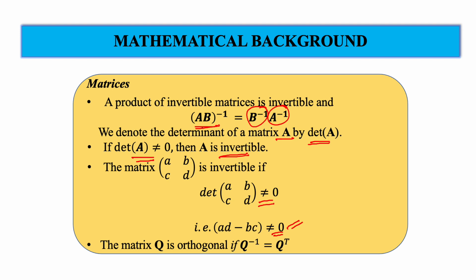Here is one definition: a matrix Q is an orthogonal matrix if Q inverse is equal to Q transpose. So every column vector of this Q matrix is an orthonormal vector.